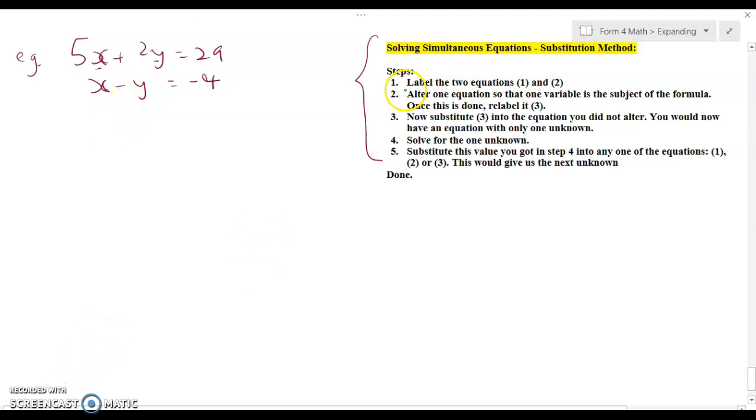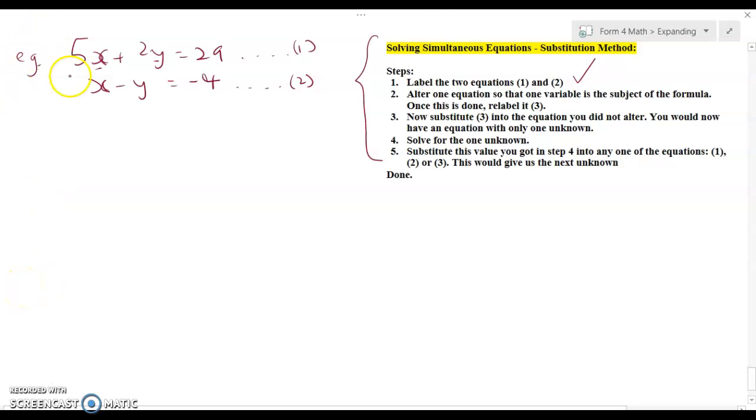Now, my first step says I'm going to label my two equations 1 and 2. Naturally, my first equation is equation 1, and my second equation is equation 2. Step 1 is done. Secondly, I'm going to alter one equation so that one of the variables is the subject of the formula. And once I do this, I'm going to call this equation 3.